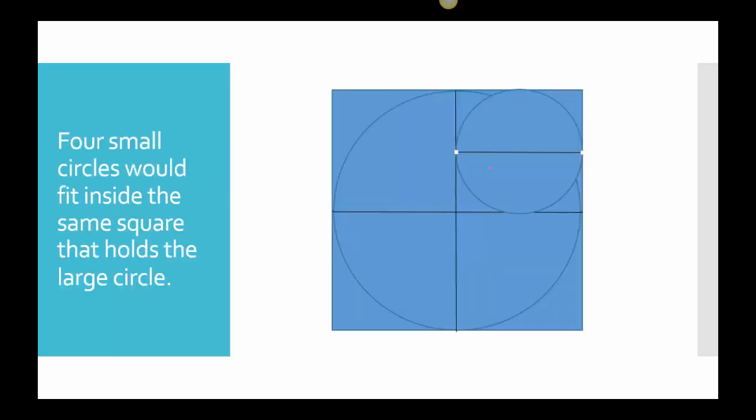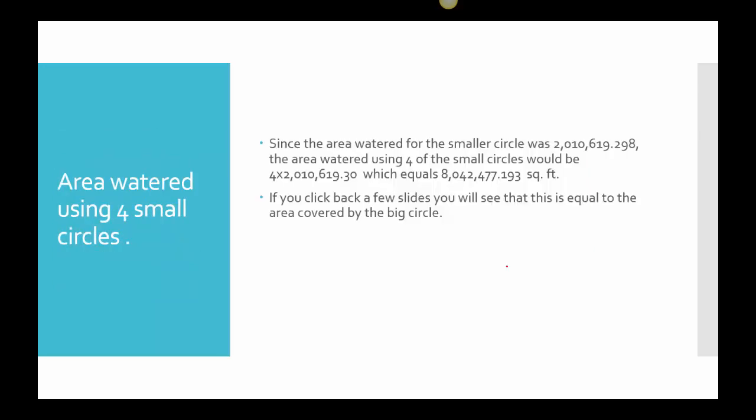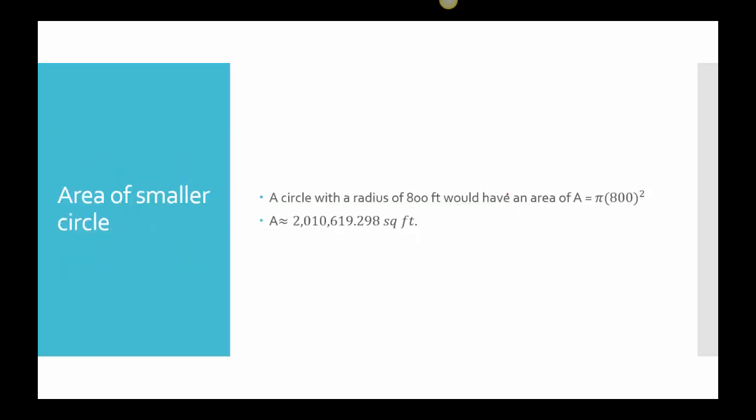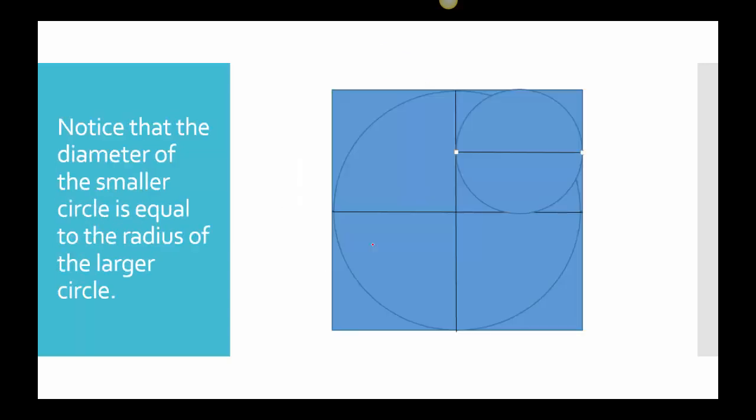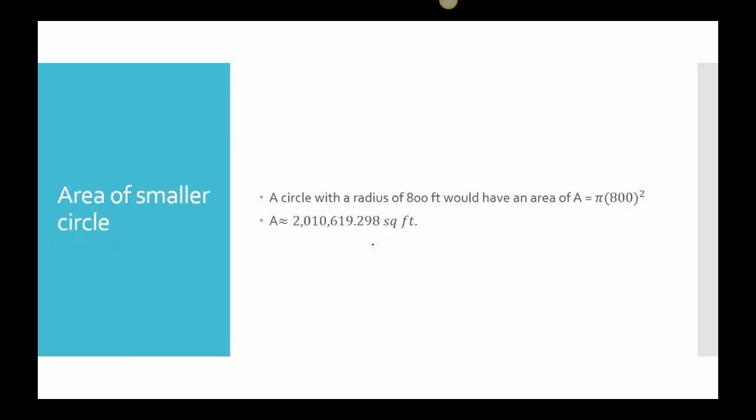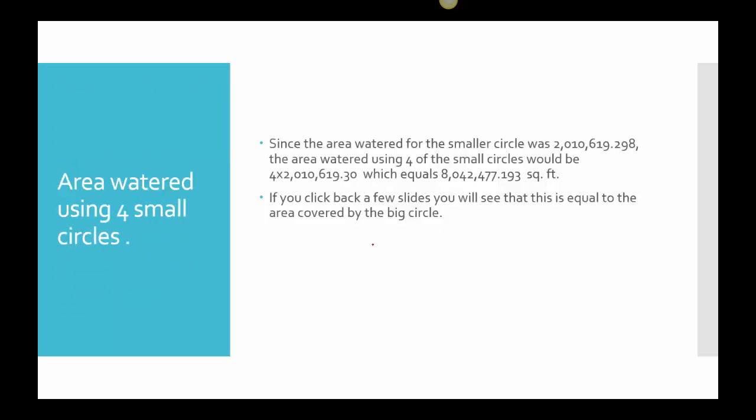All right, let's see how this little one, I would have another little one, and another little one, and another little one. So I would have 4 of them, which is 8,042,477.193. Let's click back a minute. So remember, 8 million. Let's click back. 8 million. See how it's the same? So it doesn't matter if I have this one big circle or 4 tiny little circles, I'm going to get the same area.